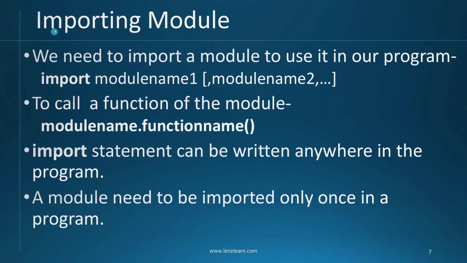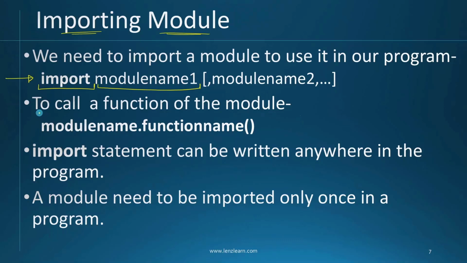Now if we club all our functions and keep them separate as a module, how can we use it inside our program? If you want to use a module, you have to import it. We need to import a module to use it in our program. And how do you import it? You use the keyword import followed by the module name. If you want to import many modules in one line, you can put a comma, give the second module name, put a comma, and give the third module name. So when the interpreter sees this line, it will import all the 3 modules into your program, and then your program can start.